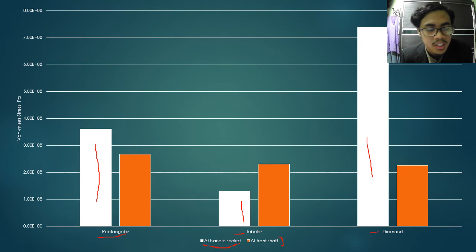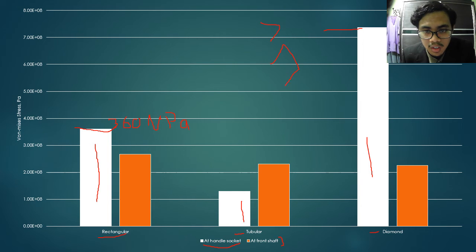So we can see at the handle socket of the rectangular one, it has a value of around 360 megapascal, which is a high value, but compared to the diamond one, which is around 700 megapascal, which is very high and exceeds the allowable maximum stress.